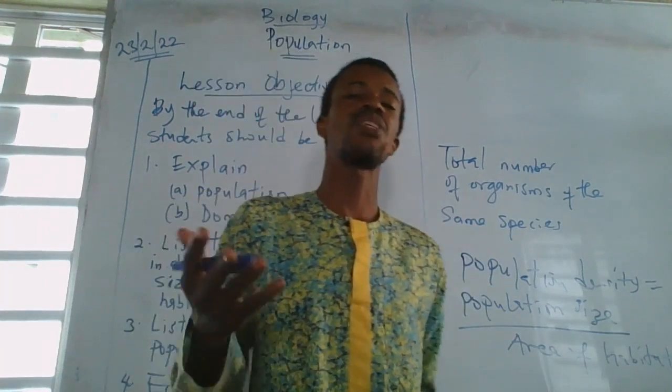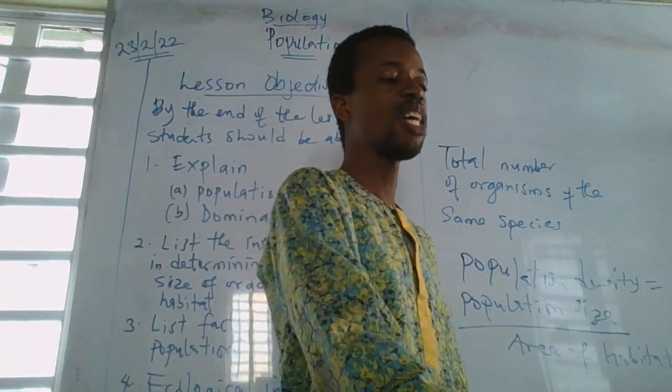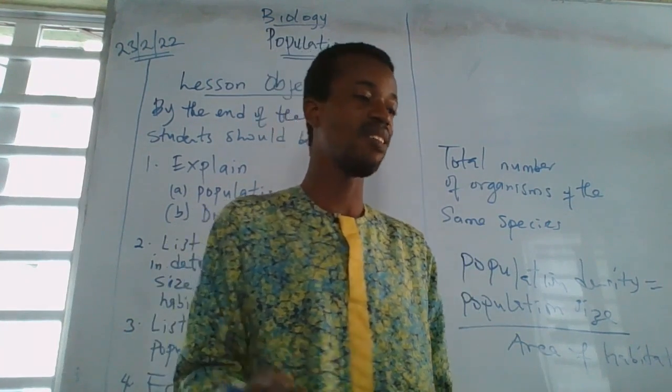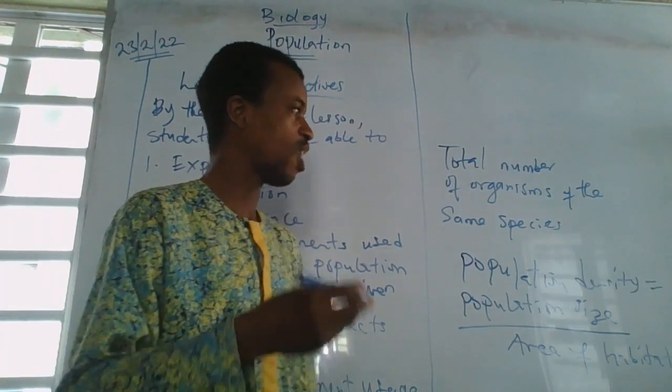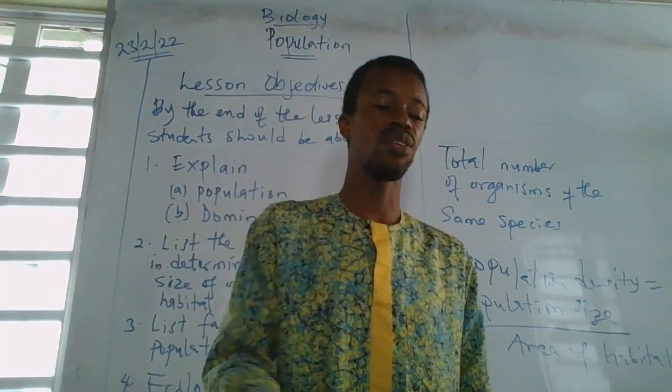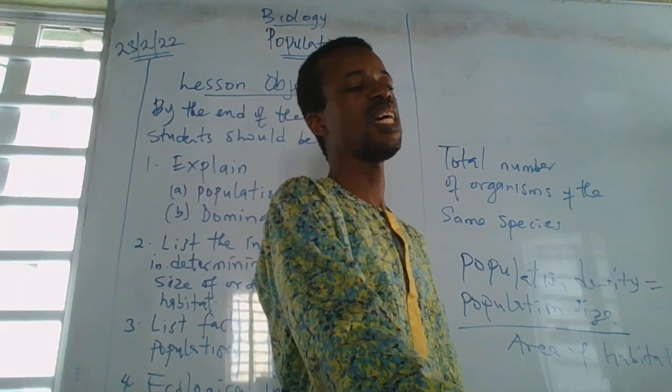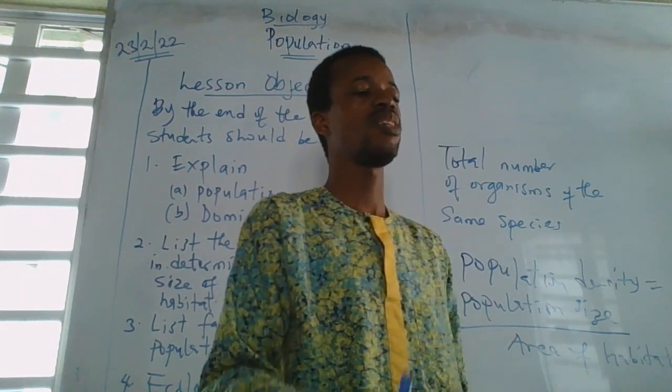So what are the factors that affect population? Factors that affect population are: one, natality rate; we have mortality, we have immigration, availability of food, seasonal climate change, breeding seasons, natural disaster.